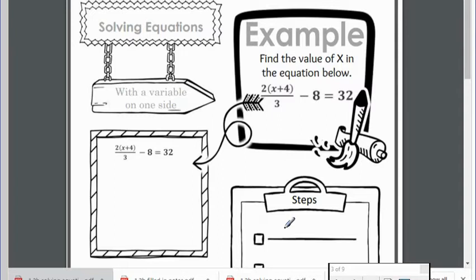So it says find the value of x in this equation below. So we're going to do all our work here. This is on your paper. You should be able to see it, okay? There's a lot of ways you can do this. Everybody might solve an equation different, which is awesome because there's so many ways you can.